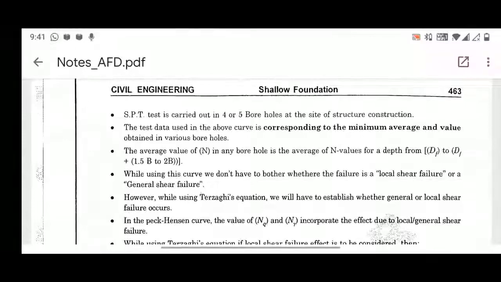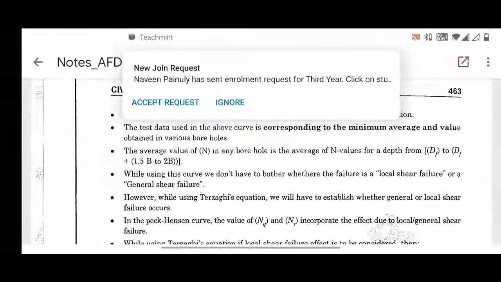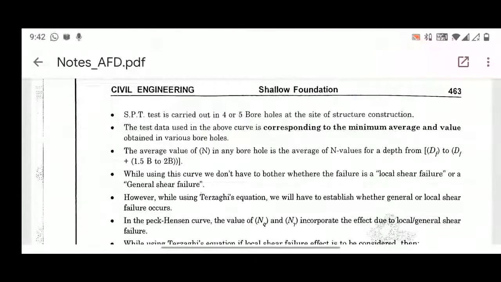So we will conduct the SPT test in various boreholes, and then we will take the average of those values. When I say average, we have to consider the minimum average only, right? So what we will be doing is taking 5 boreholes, conducting the SPT test in them, and once the test has been done, taking the average of that SPT data.